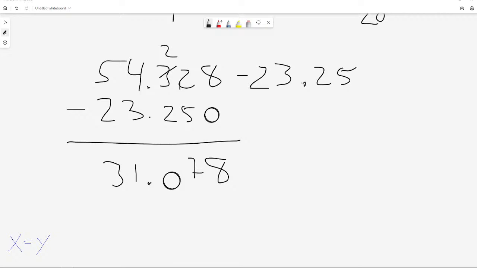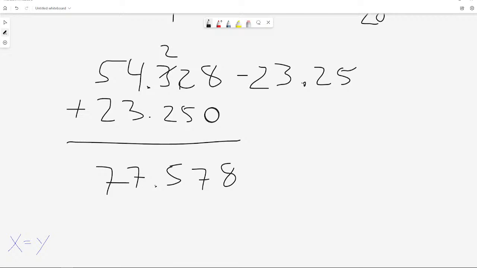Now, addition would work the same way as subtraction. You would still want to line up the decimals. If you change this to an addition problem, you still want to line up the decimals. Then you would say 8 plus 0 is 8. 5 plus 2 is 7. 3 plus 2 is 5. 4 plus 3 is 7. And 5 plus 2 is 7. So your answer would be 77. So adding or subtracting, make sure the decimals are lined up.